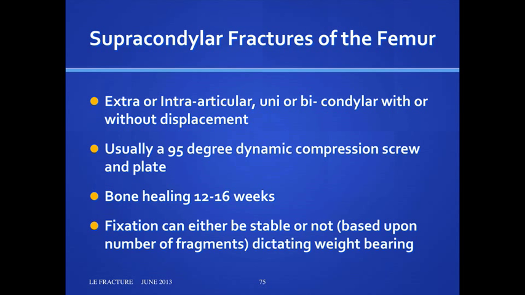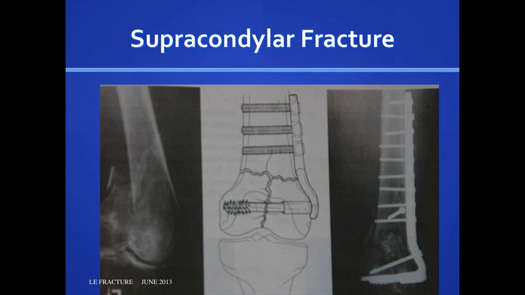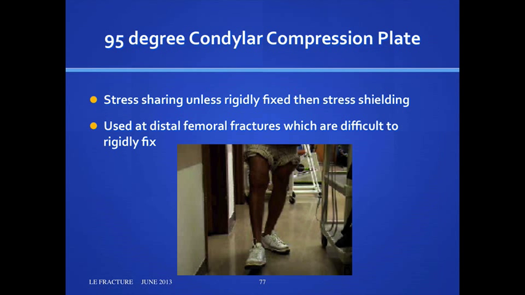Distally, we have supracondylar fractures, but again, these now become intra-articular fractures because these supracondylar fractures can and often do extend into the articulation at the knee. Bone healing, 3 to 4 months, and fixation can be stable or unstable based upon the number of fragments, and that dictates weight bearing. Here's a patient, and you don't have as good an image as I would like, but this patient ended up with about a 10 to 15 degree knee flexion contracture due to a distal femoral fracture, again with fixation like you just saw.